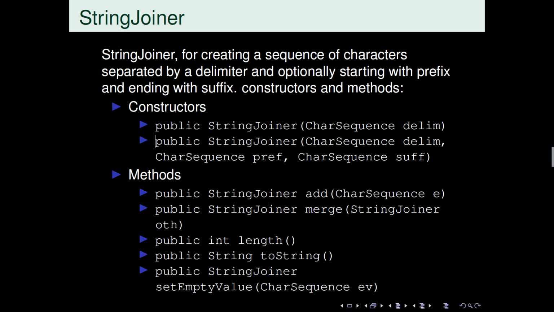Okay. Two string joiners can be merged. Basically, they are maintaining multiple objects of string. You can decide on a delimiter to use, and you can decide on a prefix and a suffix. So it will create a string which has the entire thing starting with the prefix, each element separated by the delimiter, and then the suffix at the end.